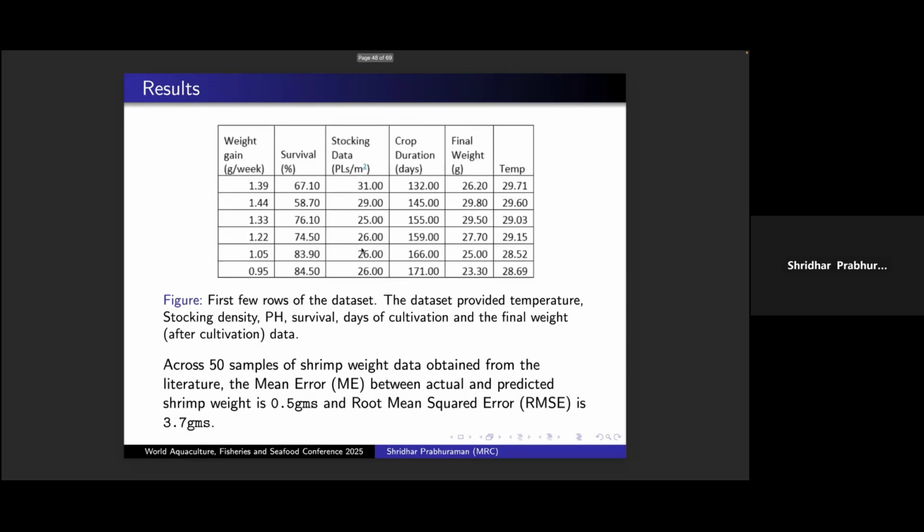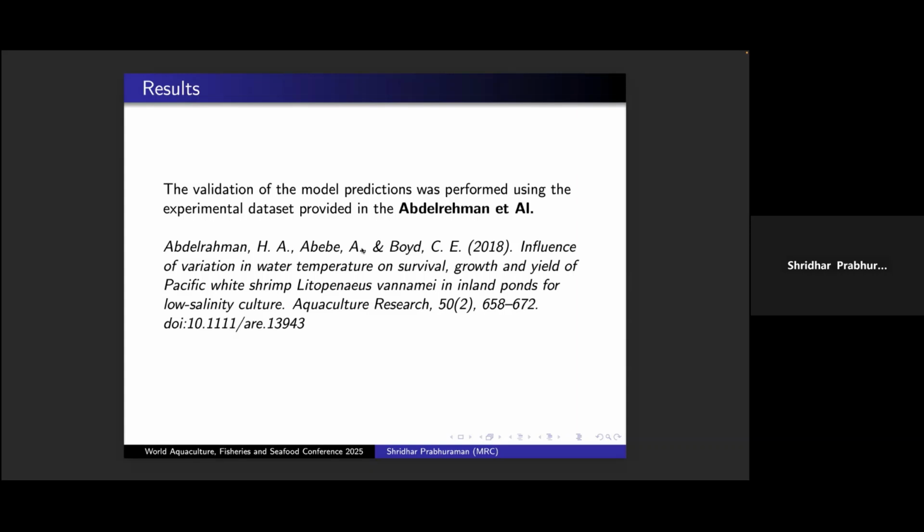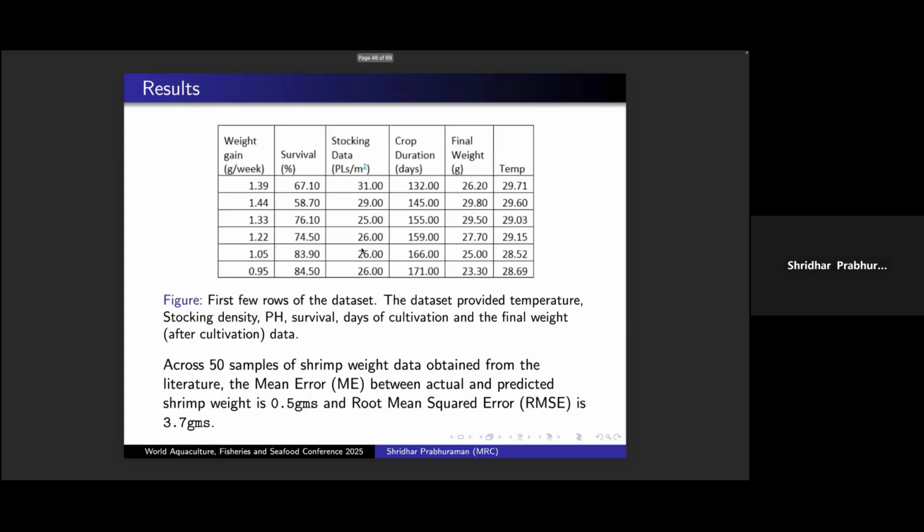And then we have validated it in two ways. One is theoretically, using the experimental data set that was provided by Abdul Rahman. The data set provided us the weight, the survival rate, and the stocking density. We calculated, we cross-verified, and we found the mean error between the actual and predicted values. The mean error in shrimp weight is around 0.5 grams, and the root mean square error is around 3.7 grams, which, from a practical perspective, is less than 20% error, which is extremely operationally efficient.